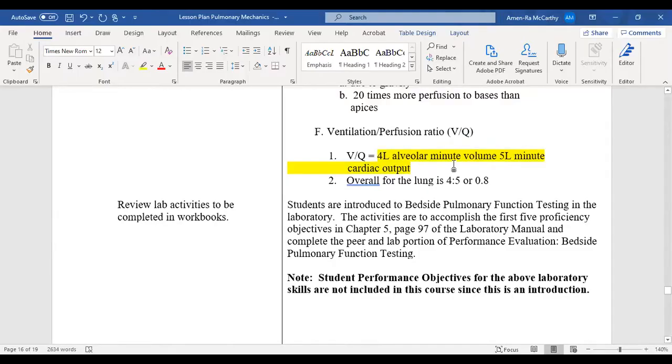So for every 4 liters of alveolar minute ventilation, there should be 5 liters of blood being pumped from that left side. So every minute, 5 liters of blood leaves the left side of the heart to go to the body. 5 liters a minute.